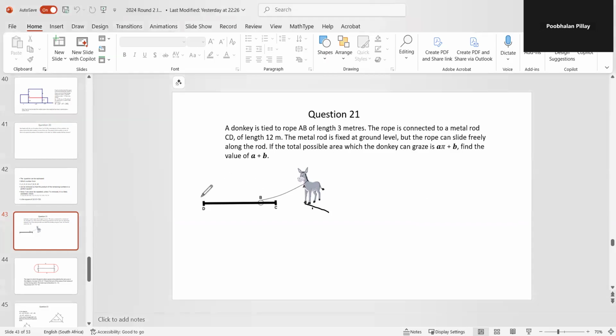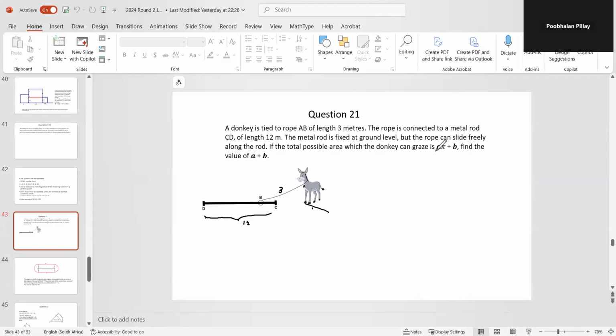Sorry about that. So the length of this rope is 3 meters. We'll just put 3 there. Okay, the rope is connected to a metal rod of length 12 meters. So the metal rod is CD. So here it is, and the length of this is 12. And the metal rod is fixed to the ground at ground level. Okay, it's on the ground.